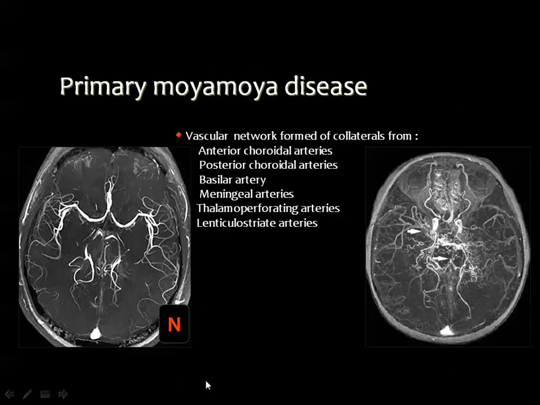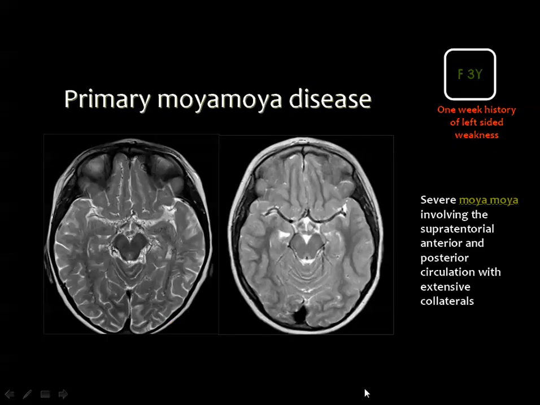Then if you look at the MR angiogram, normally you can see the region of the internal carotid artery, and this is the middle cerebral, and this is the anterior cerebral. But here you can see the region of the internal carotid artery, but you cannot see the middle cerebral and cannot see the anterior cerebral, and you see this extensive area of collateral circulation. Also, this is a typical appearance of the moyamoya disease by conventional MRI.